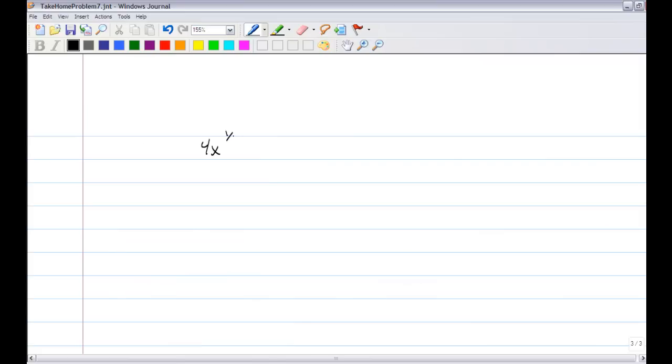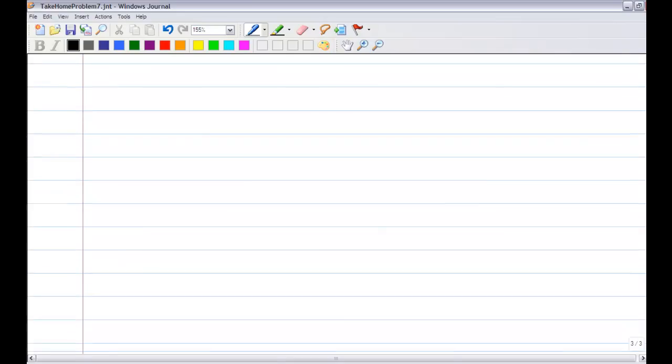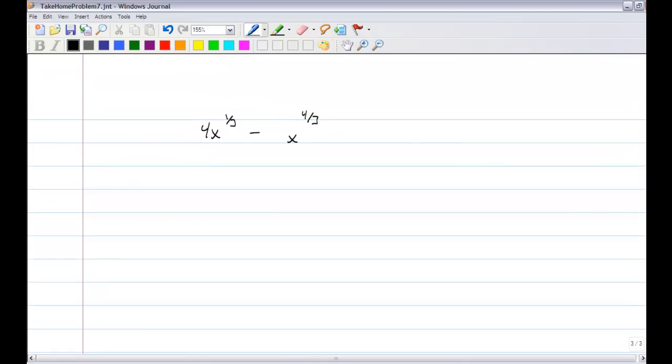4x to the 1/3 minus x to the 4/3. Make sure I copied this right. Yep. So that's your function, f of x. We're looking for relative extreme values using the second derivative test. The domain of this function is negative infinity to infinity.